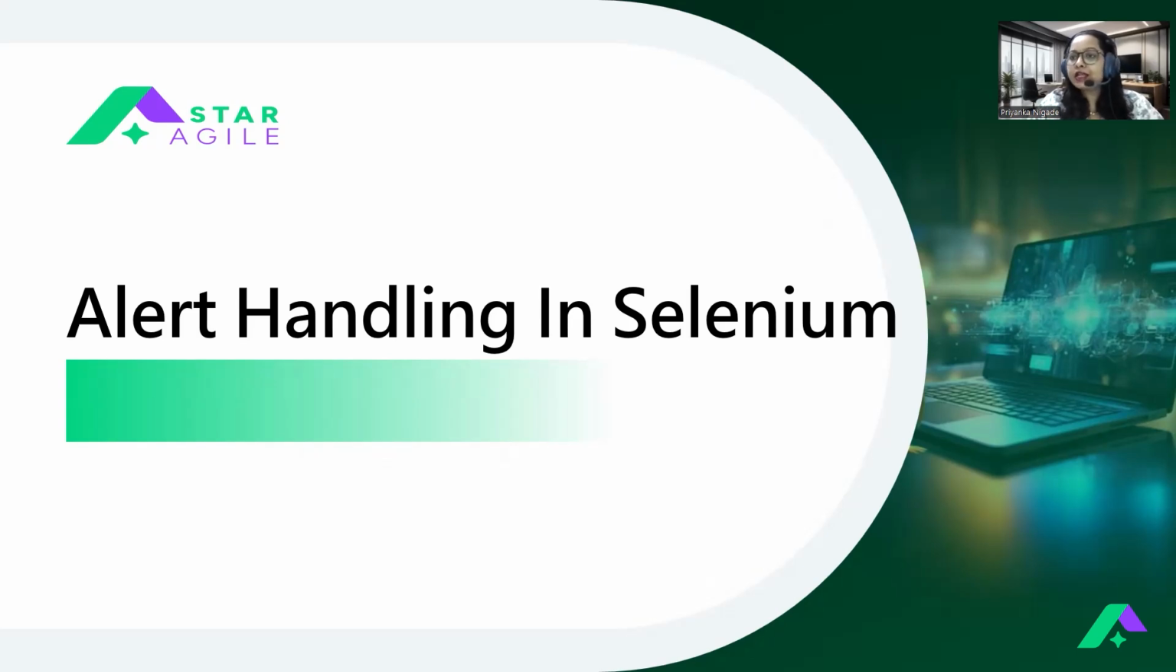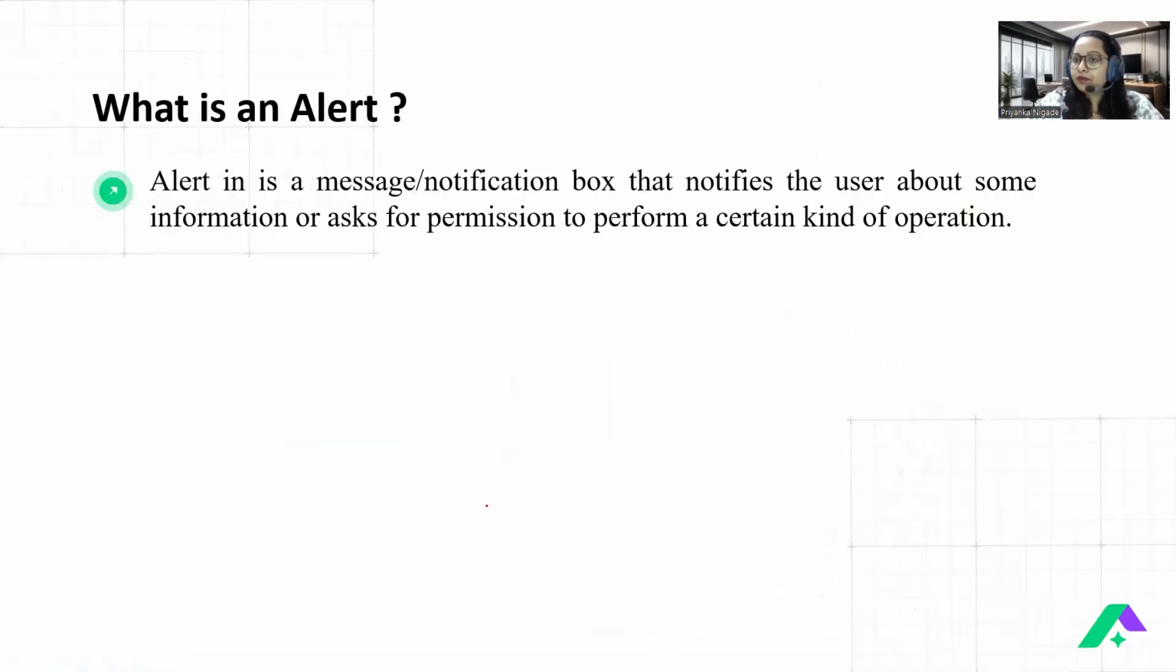Topic is we need to understand how through the automation using Selenium tool, we are able to handle any alert. So let me explain you in a technical manner. First of all, what is meant by alert and how many different types of alerts are there? So in a simple word, alert is just a kind of message or notification box that notifies the user about some information, or it might ask for permission to perform a certain kind of operation.